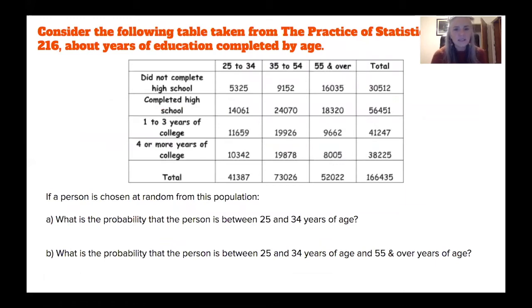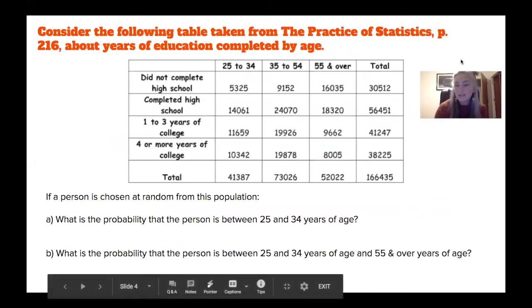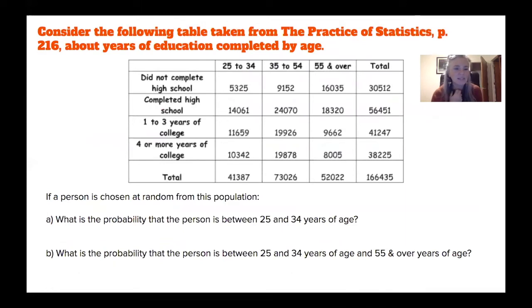Consider the following table taken from The Practice of Statistics. That's your book, page 216, about the years of education completed by age. So, did not complete high school. You can see here that there were 30,512 people in this that did not complete high school, and then 166,435 total people in this population, okay?